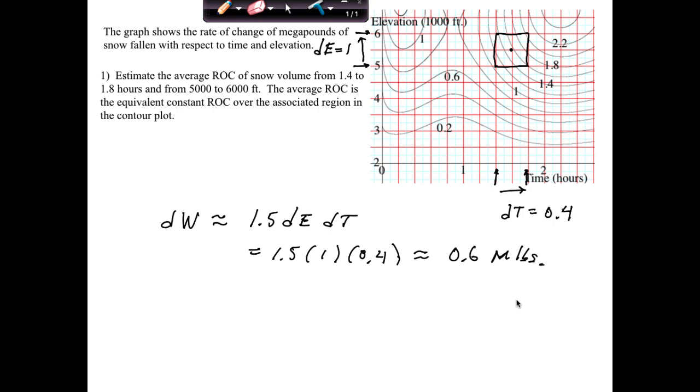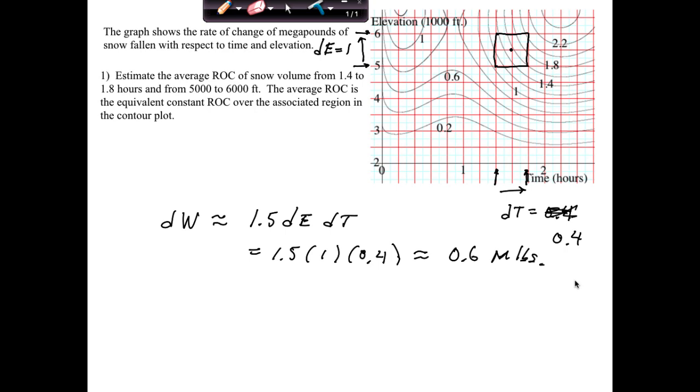Okay. 0.6. Are we better now? This should be 0.6. Oh, I have it right now. I changed that? I have it right now. Okay. dW is 0.6. Okay. Cool.